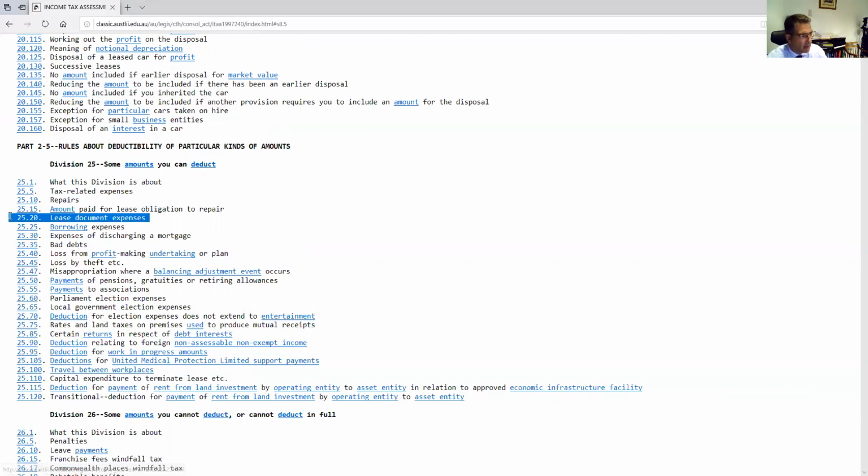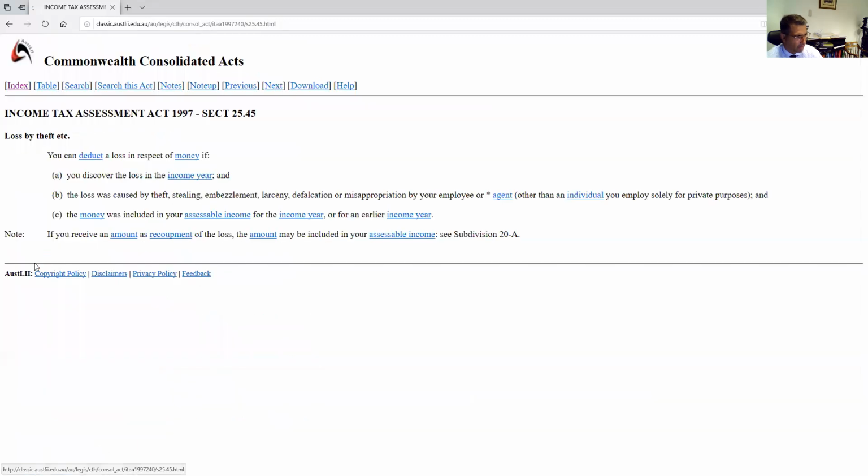Lease document expenses, so you pay your lawyer to assist you with the lease document for premises. Borrowing expenses, the interest component. Bad debts. Now remember, if it's to be a bad debt, you would need to be an accruals-based taxpayer, and you've already included the amount in your assessable income, and you're thereby claiming the allowable deduction for the failure to pay that amount to you, where you have previously included it as an accruals-based taxpayer in your assessable income.